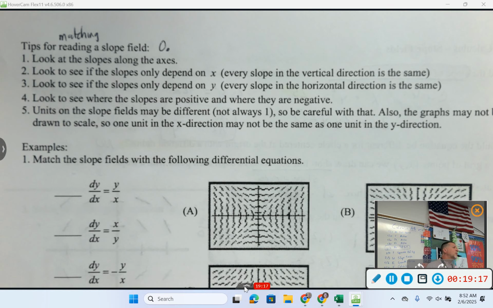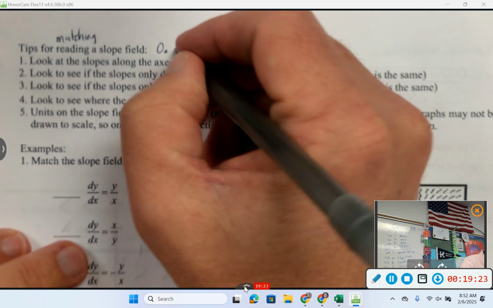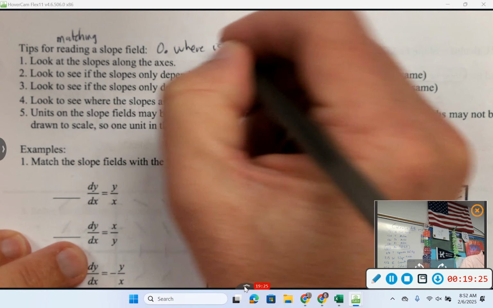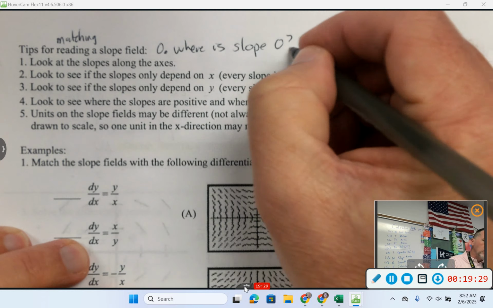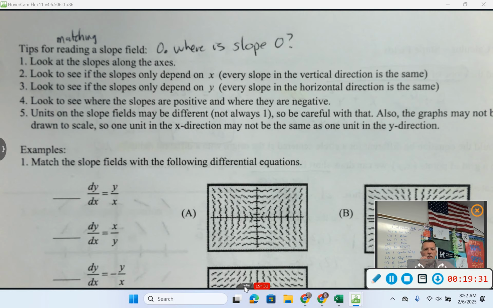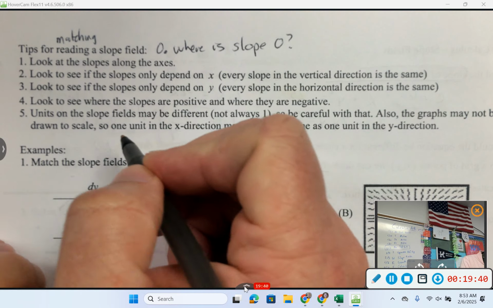McKenna, what did you notice first when I asked for something to notice on that last slope field? That the slope was 0 at the primary pool. So we want to ask, where is the slope 0? That's usually a really good start on figuring out which slope field matches with who. So where is the slope 0?